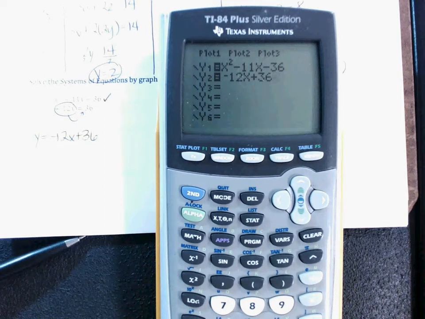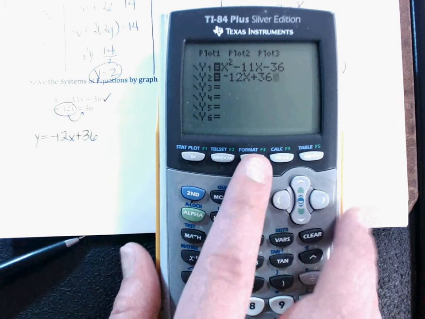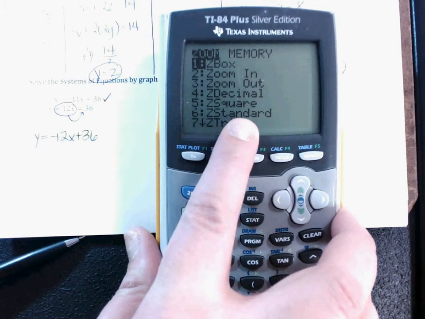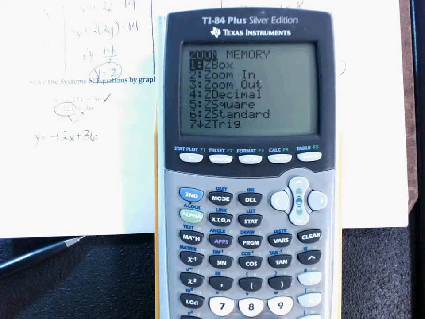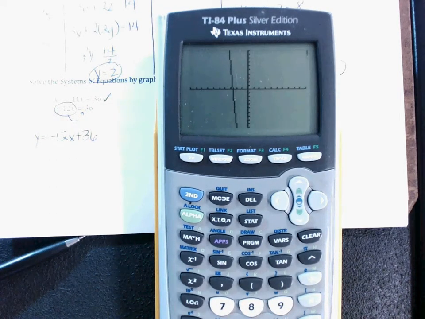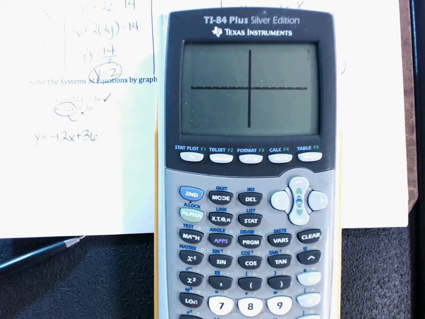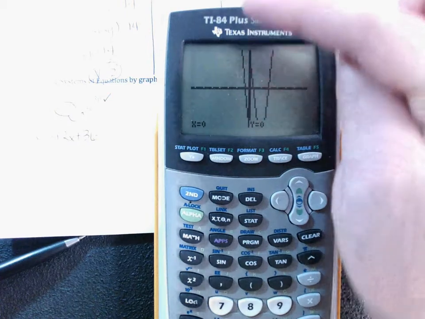Now, if your graph is zoomed funny when you hit graph, if you hit zoom here and then standard, which is number 6, it'll fix your graph. Some of them are probably weird from when we were doing all the zooming. Okay, and so when I do that, I can't see my graph so good, so I'm going to zoom out. So I'm going to push zoom here, go down to out, and then push enter, and it'll zoom it out for you. You should see a U and then a line that's cutting through the U. Okay, so here's my U right here. Here's my line crossing through it.